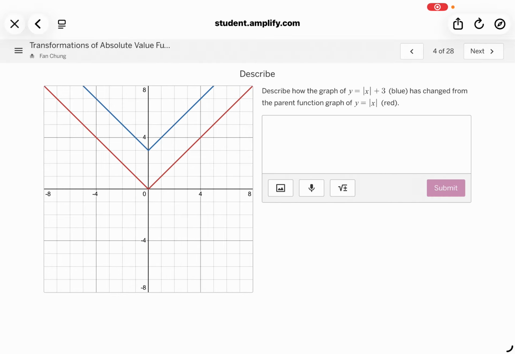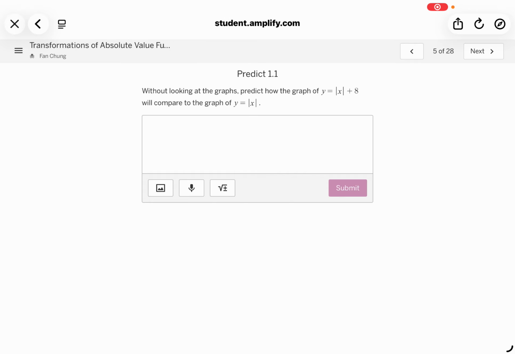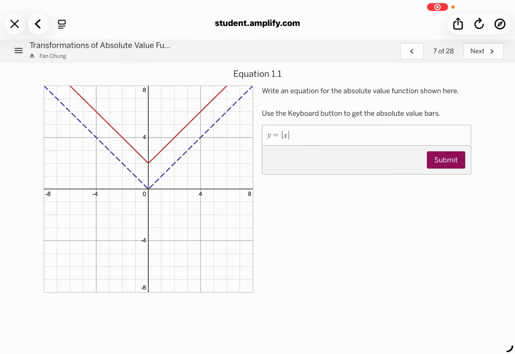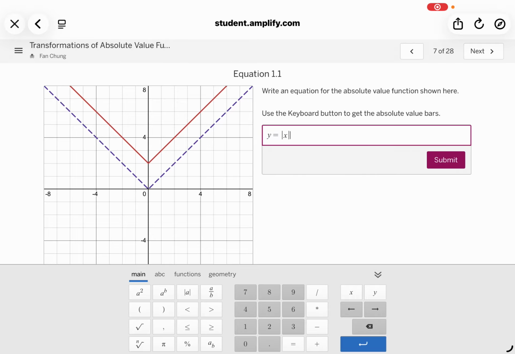What about this one? It says absolute value of x plus 3 is the blue. How has it changed from the red? Up 3. Now, without a graph, what is the change that the absolute value of x plus 8 has? Up 8. Absolute value of x minus 12. Down 12. So if I wanted to write a function to make that dashed line match the red one, what would I need to do? If we go minus 2, it goes down. So what do we need to do? With the dashed line, you see the up? Yep, plus 2.